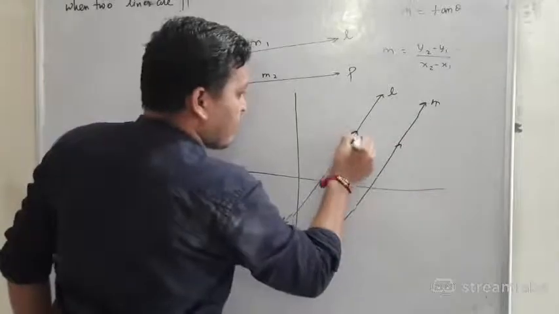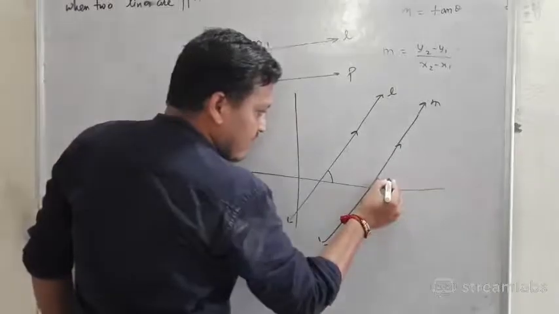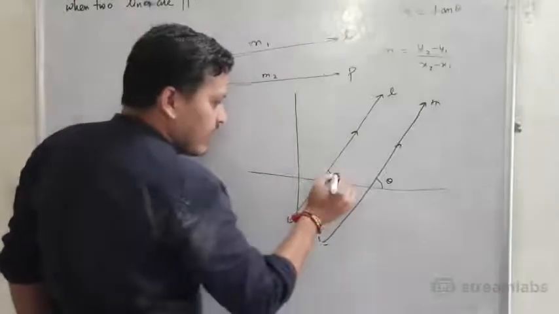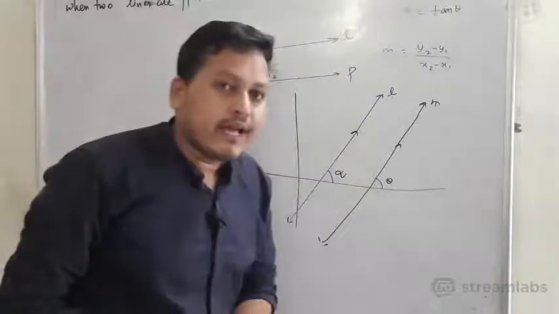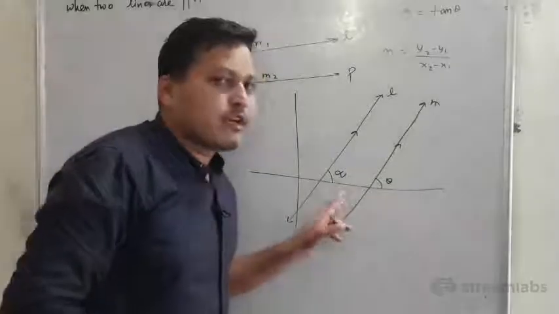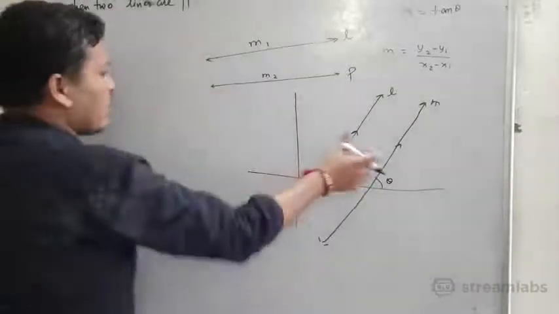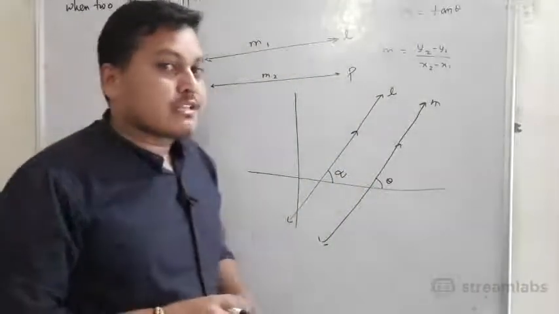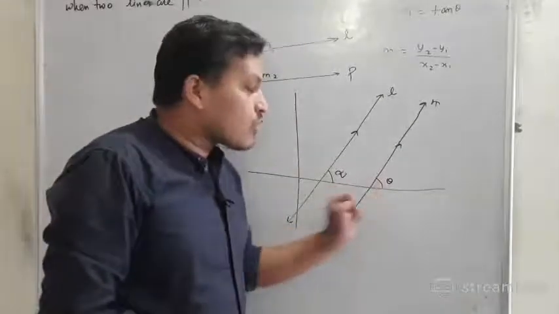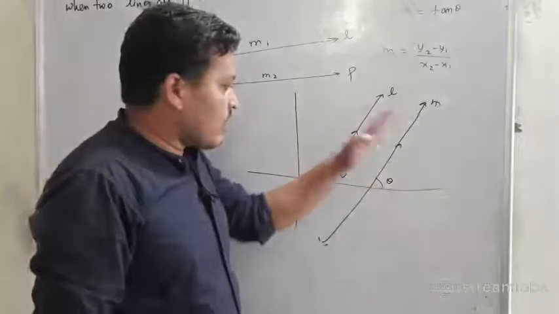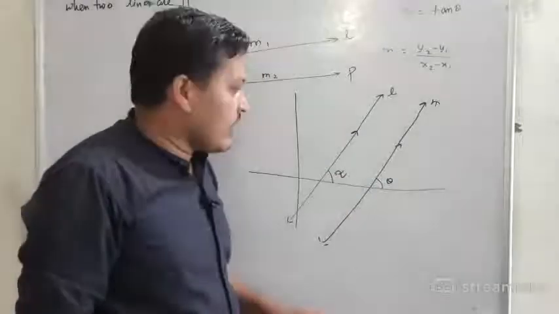Suppose both lines are parallel to each other. Let the angle subtended by this line be theta, and let the angle subtended by the other line be alpha. Alpha is just a notation for any angle; here it is theta, so I am using a different angle, alpha. You can take any other angle A, B, C, D. Now the two lines are parallel, so what is the relation between these two angles? These two are corresponding angles for the transversal, and because the two lines are parallel, these two angles will be equal.